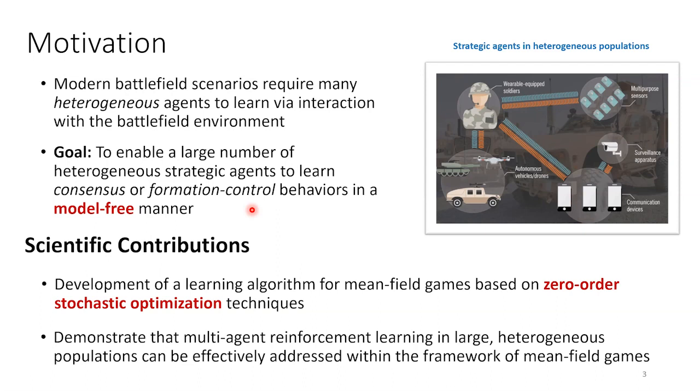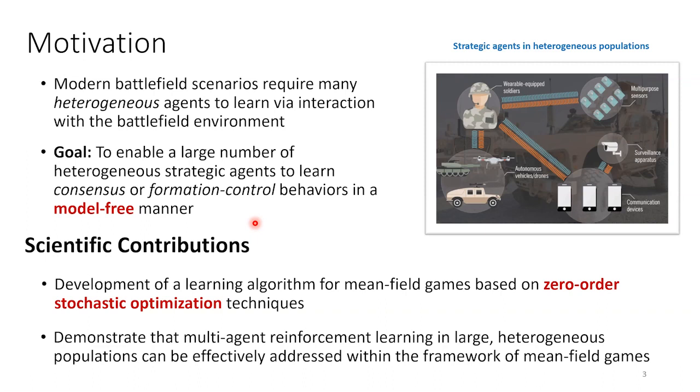So that's, I think, the biggest finding of this work. Once each agent is following this mean field equilibrium, they will achieve a formation. If you look at it as a consensus problem or opinion dynamics problem, they will achieve consensus inside the population, and they will also achieve a difference of opinion between populations.